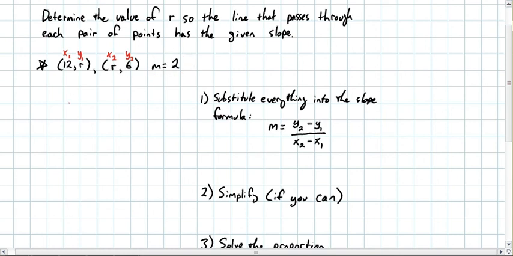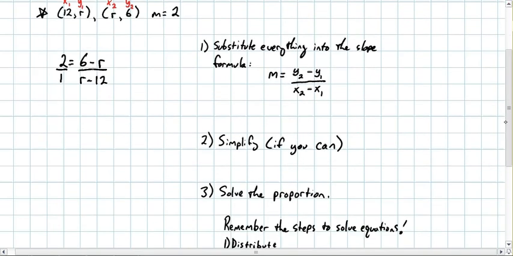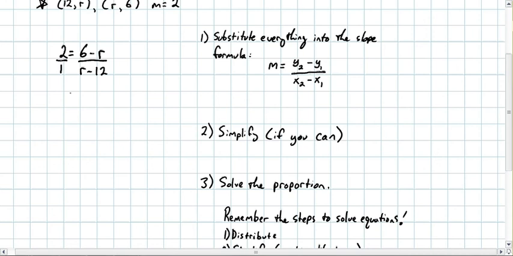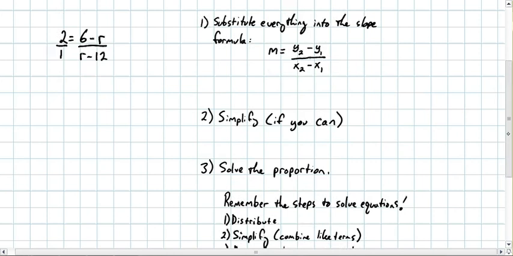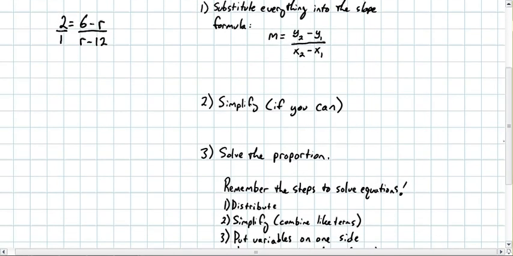And then when I plug it all in, I get m, which is 2, equals y2 minus y1, 6 minus r, over x2 minus x1, r minus 12. And you may notice that I don't have a fraction for slope. I'm going to put that 2 over 1 so I can use that as a proportion later. Step 2, simplify. I can't simplify, so I'm just going to leave it as is. And the last thing I'm going to get to is solving the proportion.